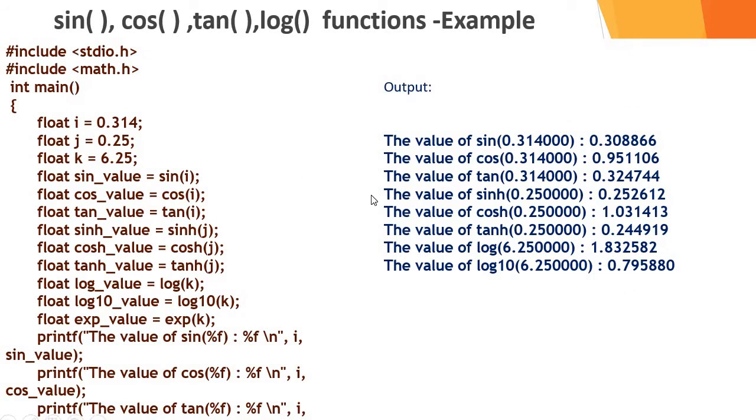A simple example depicting all the functionalities like sine, cosine, sinh, cosh, everything. Here I have declared three float values i, j, k, and I have assigned the function values, which return the function values, directly with sin, cos, tan, sinh, cosh, and I have printed the same with the help of printf statements. The result you can see at the right side.